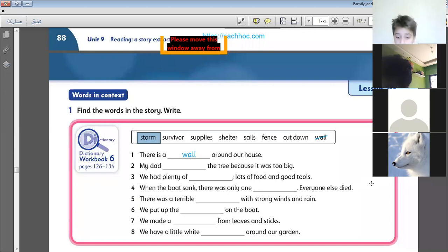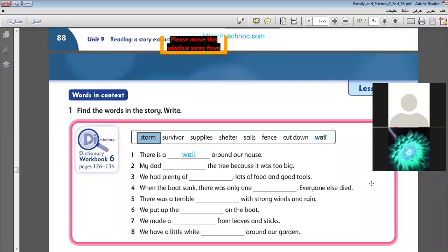Okay. Now let's move to number 6. Yes, teacher. Number 6: We put up the sails on the boat. Excellent. We put up the sails on the boat. We have sails.